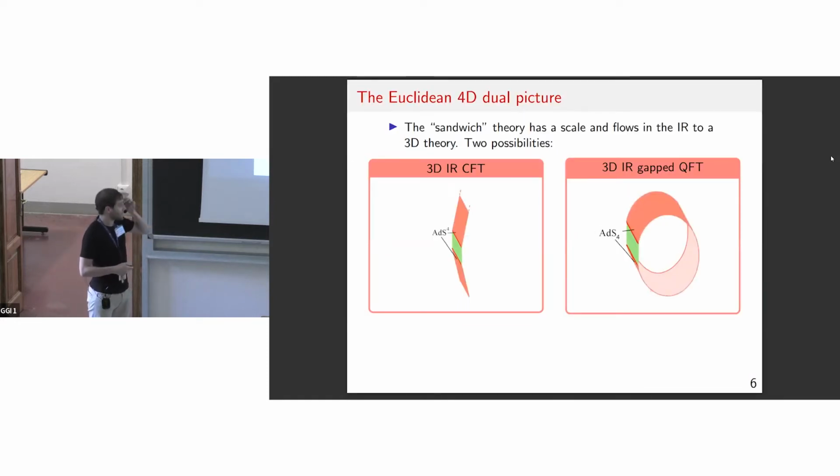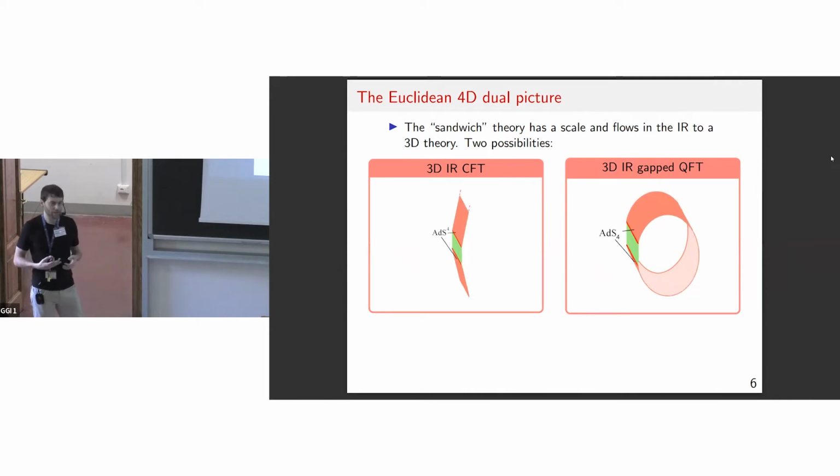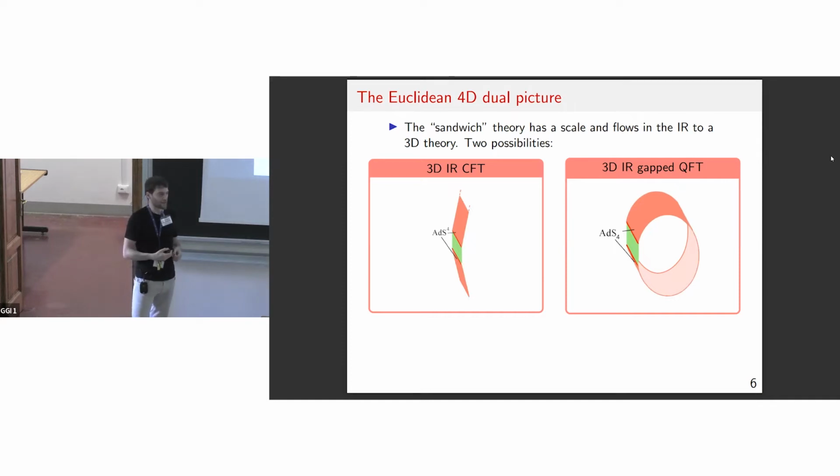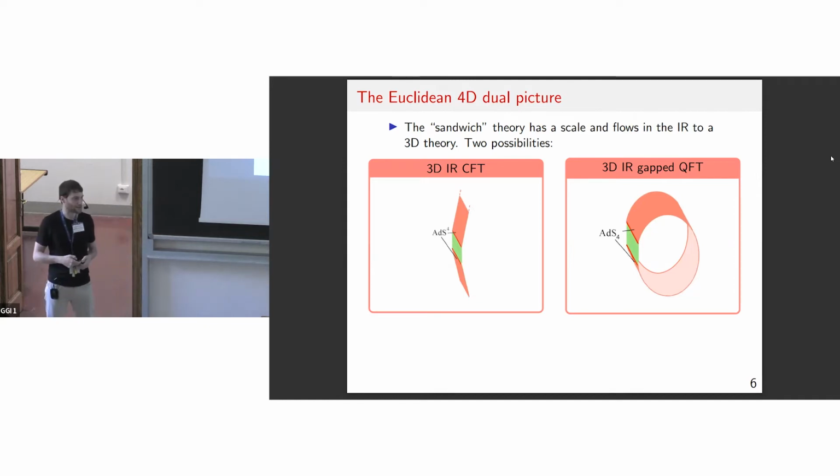The one we're interested in is the case where in the IR, this sandwich theory flows to some gapped theory. In that case, the interpretation of this gap holographically would be to have some IR cutoff in the bulk. And this IR cutoff can be introduced in many different ways. One possibility that has been studied in the literature is, for example, putting an end-of-the-world brane to cut off the IR. This is something that was used also, I think, in the early days of AdS/QCD to describe these kinds of holographic models of QCD.